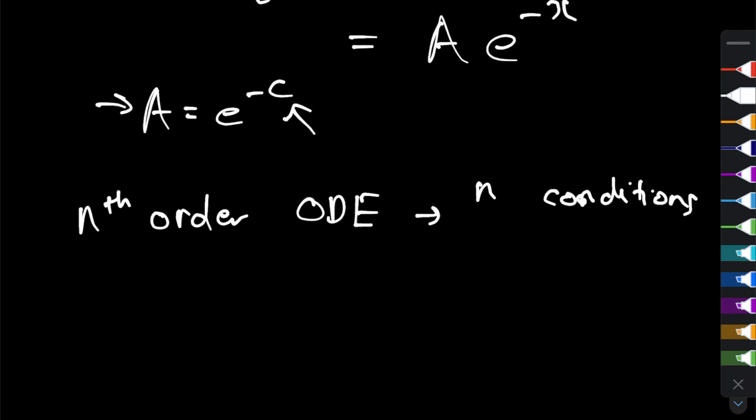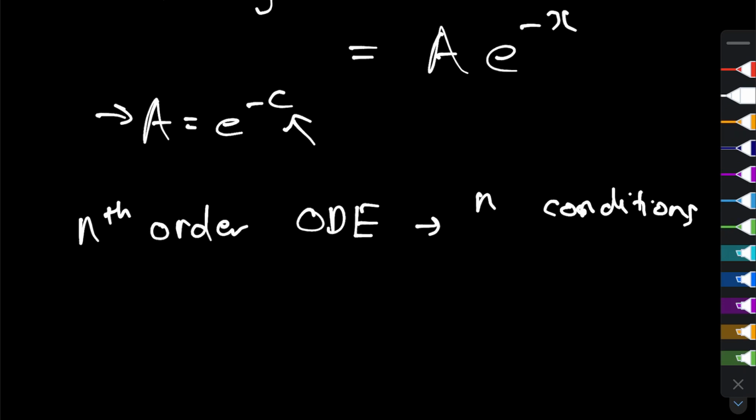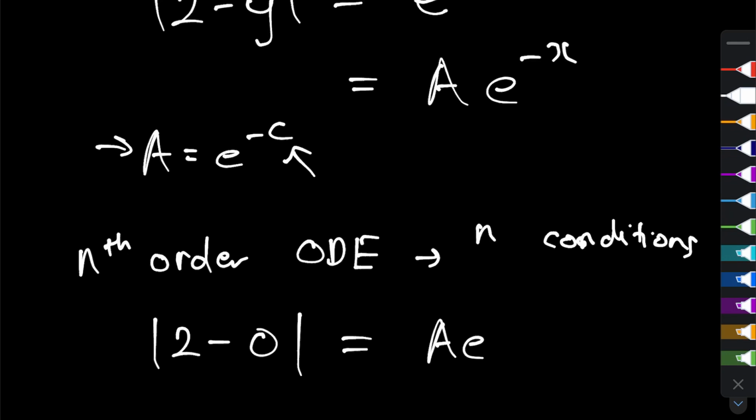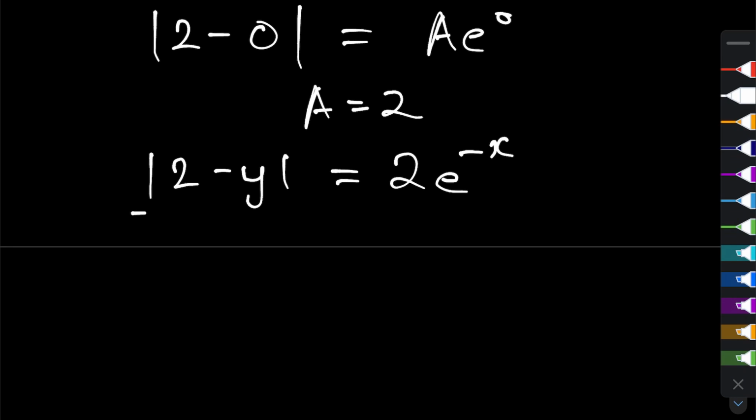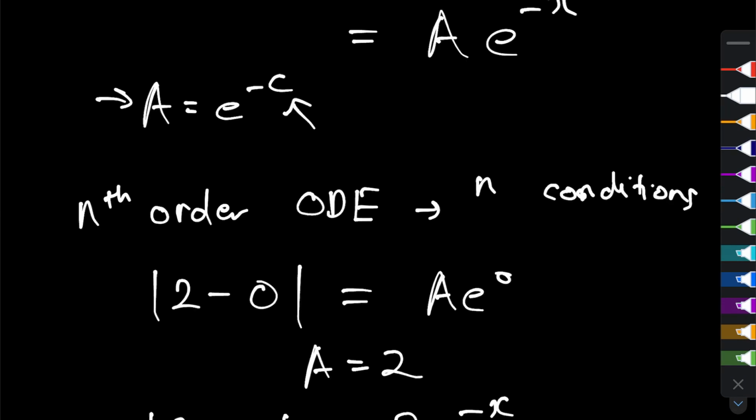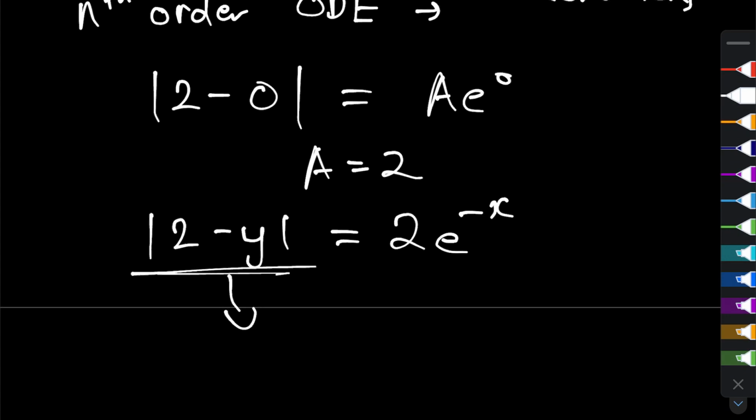So plugging that in, when x is 0, y is 0, so that means the absolute value of 2 minus 0 is equal to a times e to the 0, which tells us a equals 2. So we can see that the absolute value of 2 minus y is equal to 2 times e to the minus x. Notice here how this depends on 2 minus y, which is to do with how we integrate 1 over x, because you can't have log of any negative argument being a real number.